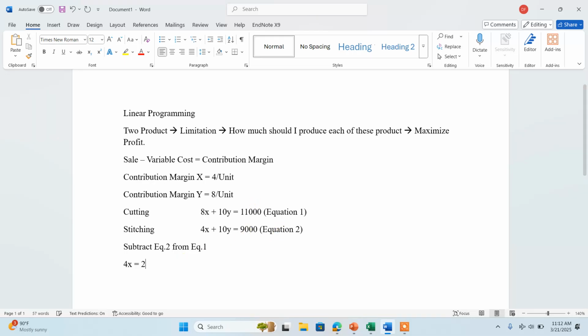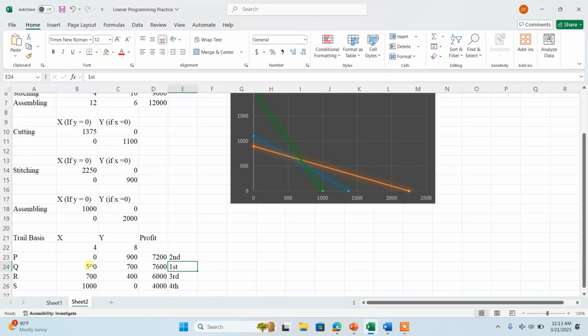11,000 minus 9,000 is equal to 2,000. This implies that x is equal to 2,000 divided by 4, so x is 500. So it shows that if I produce 500 of x, now you can see that on the graph also, when we use this combination Q, it shows us to produce 500 of x.